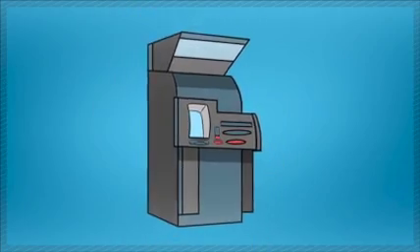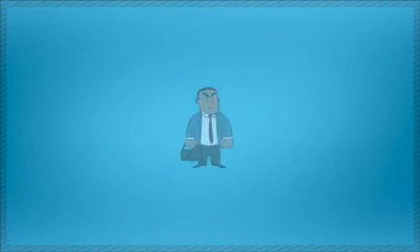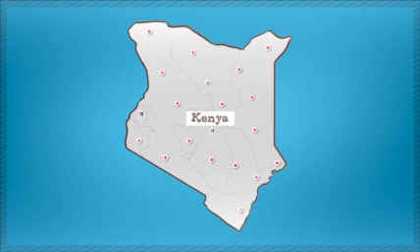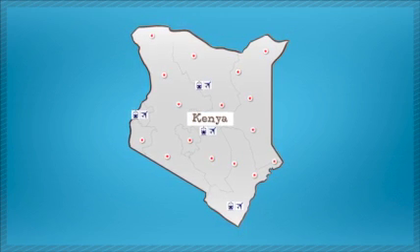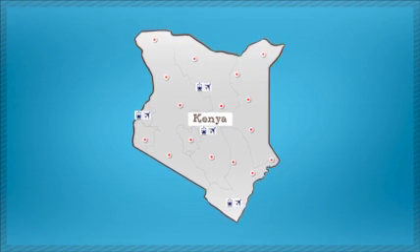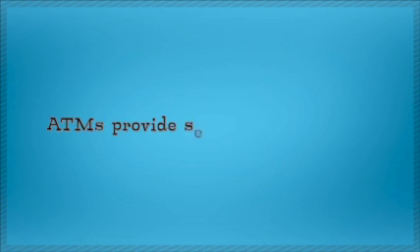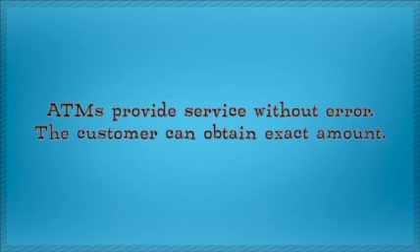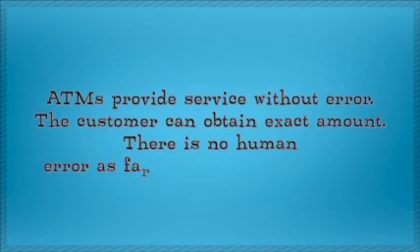ATMs provide convenience to the customers. Nowadays, ATMs are located at convenient places, such as at the airports, railway stations, and not necessarily at the bank's premises. ATMs provide service without error. The customer can obtain exact amount. There is no human error as far as ATMs are concerned.